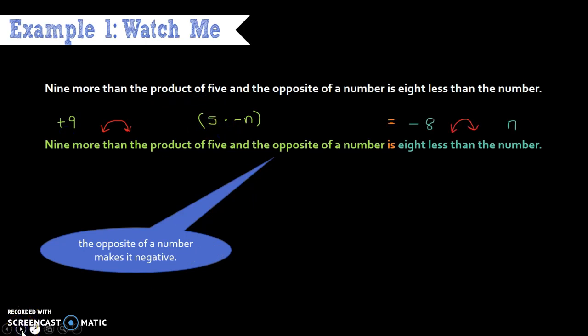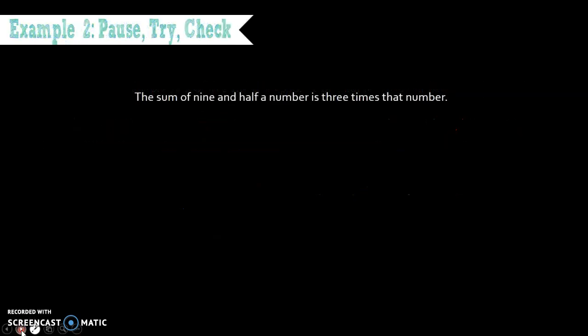Is tells me to use an equal sign. 8 less means I'm subtracting 8. And for the number, I'm using the variable n. And again, we have a flip-flop word, than, that tells me to reverse the order of what I see. So now let's just put it all together. My equation would look like this: negative 5n plus 9 equals n minus 8. Go ahead and pause, try, and we'll check together.